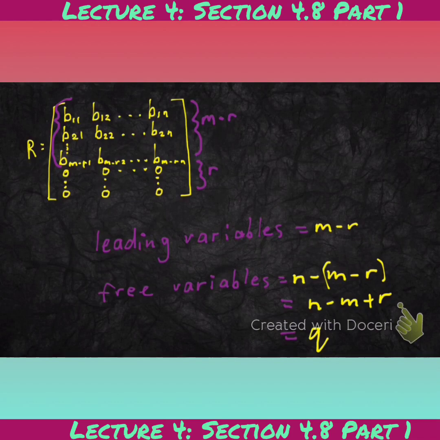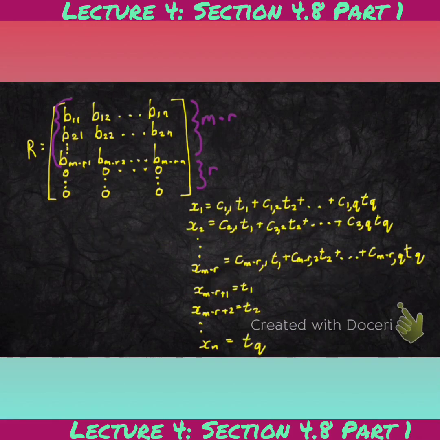Alright, so next, the general solution for the homogeneous linear system AX equals 0 is going to look something like this. So we set the number of leading variables is m minus r, and the number of free variables is q. And remember, the number of free variables is simply the total number of variables, which is n, minus the number of leading variables, which is m minus r.